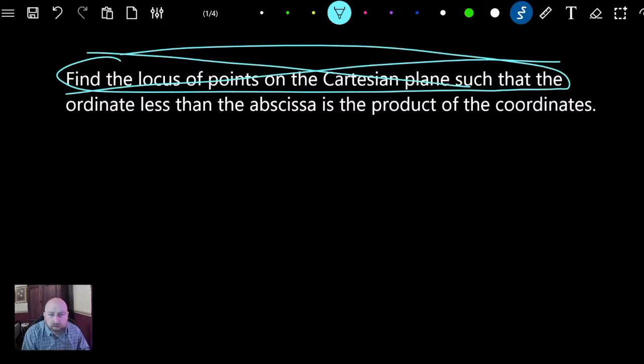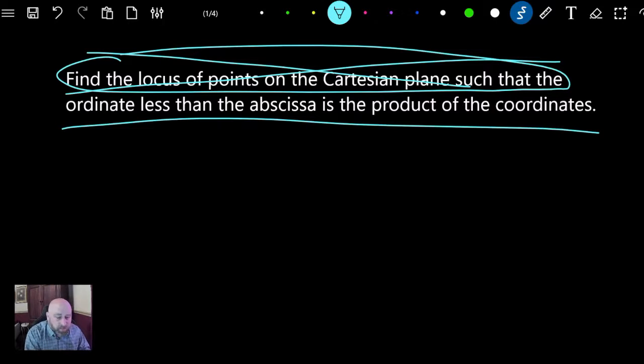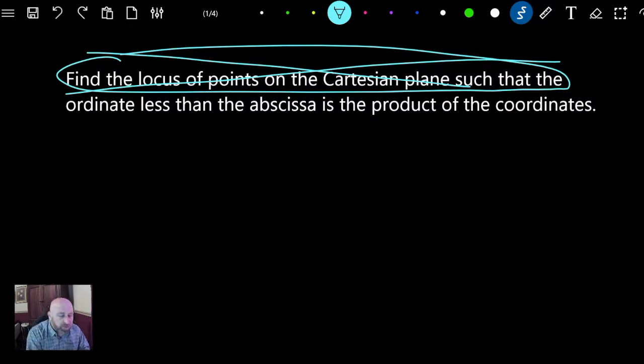You might say, but the locus is important and the Cartesian plane is important. It's not important as far as what they want us to write. This is the important part right here. This is what we need to focus on. So let's get rid of this first part and write the second part.